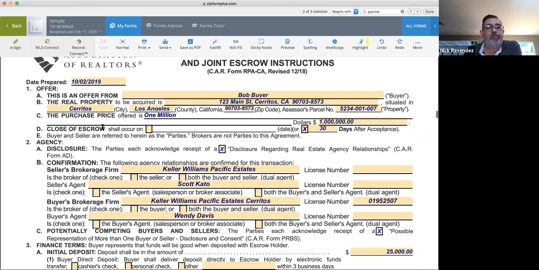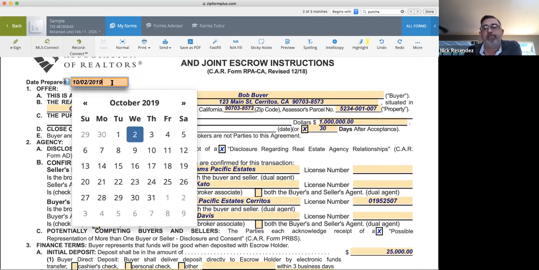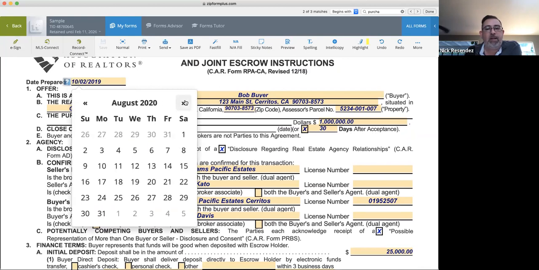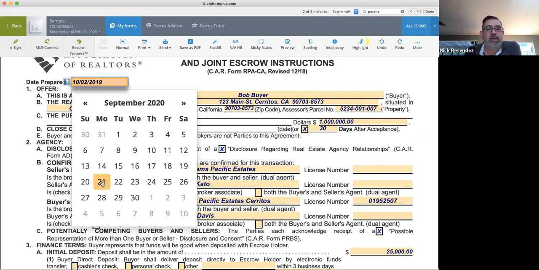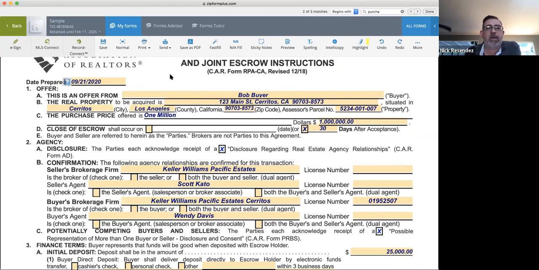So what do we got? Well, top left, date prepared. That is simply the day you're writing the offer, okay? So if I'm over here in September, today's the 21st, right? Is that right? We'll go with the 21st, okay? So this is the date that I'm drafting the actual contract. It's not necessarily the date I'm submitting it or the date of acceptance or anything. It's just the day you're drafting it. And if you update it, then you can update it to the new date.